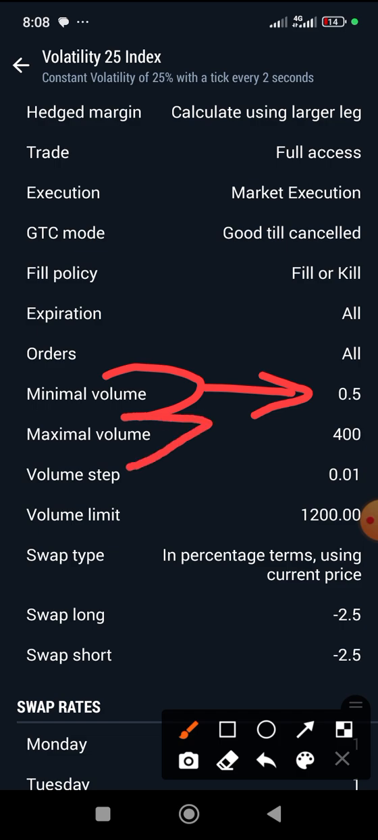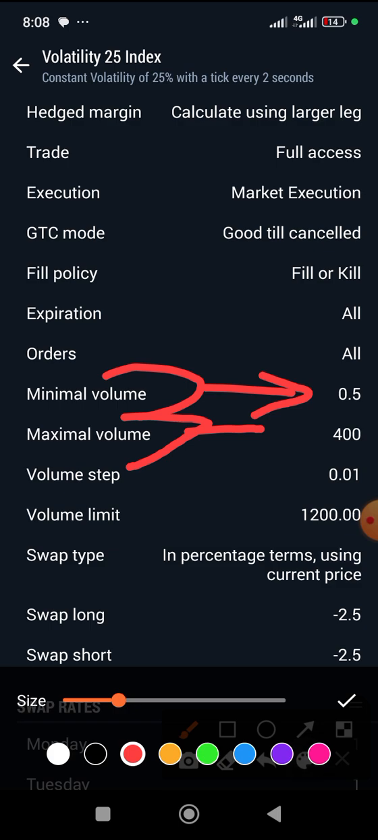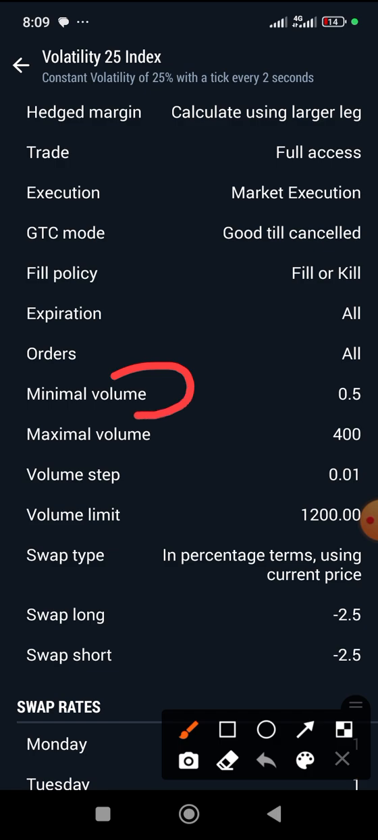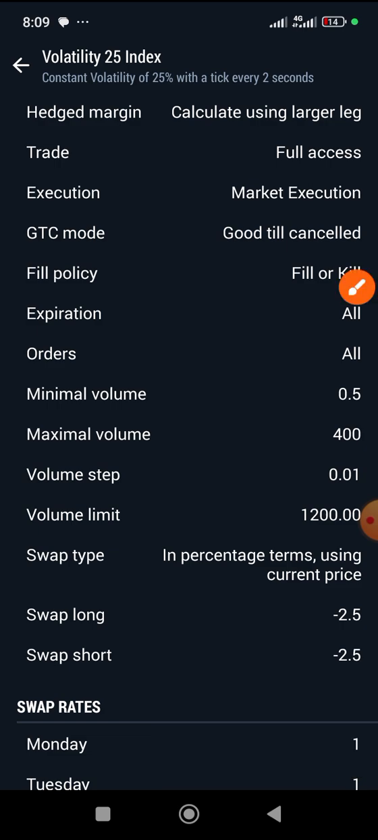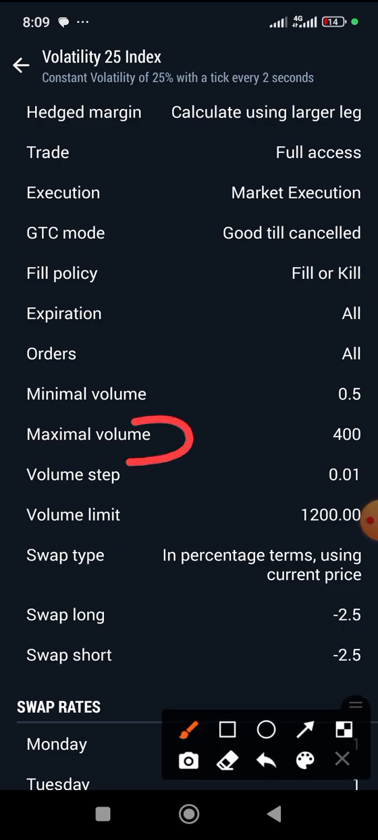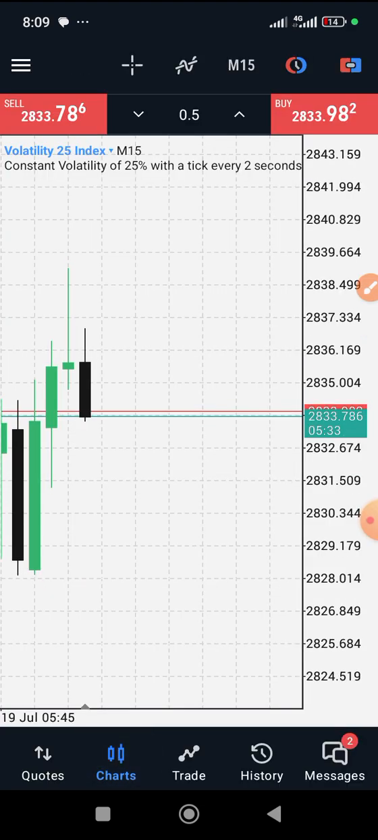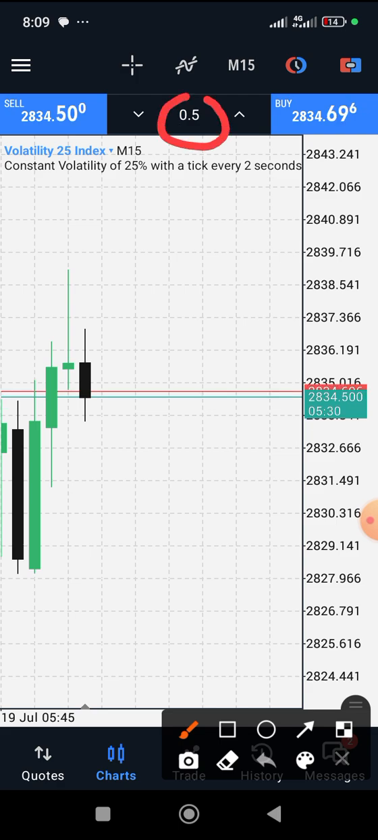The minimal volume, that is the lowest lot size for volatility 25 index, is 0.5, and then there is the maximum lot size you can use. The minimal volume is the minimal lot size you can use to open a position in volatility 25 index. Then the maximum volume is the maximum lot size you can use to open a position in volatility 25 index. All right. So now that you understand that, you see that 0.5 is the lowest lot size of volatility 25 index.